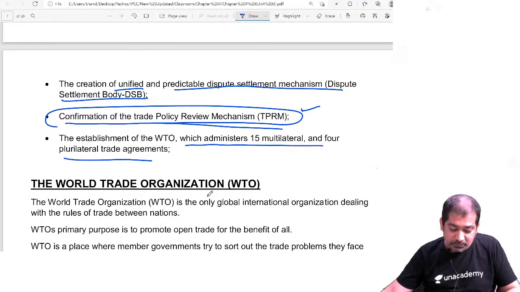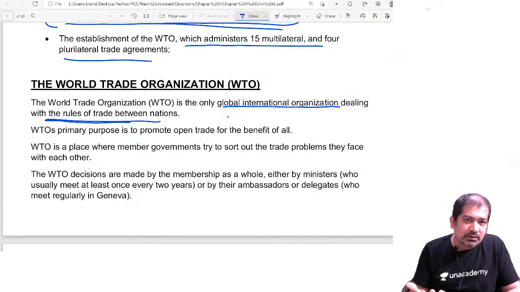The WTO, World Trade Organization, is the only global body, international organization, dealing with the rules of trade between countries. Now there could be trading blocs between different countries, but when you're talking about the global organization, that is only the WTO. The WTO's primary purpose is to promote open trade for the benefit of all. Now this is just eyewash or hogwash, because up till now the WTO has mostly benefited the developed countries rather than the developing countries.